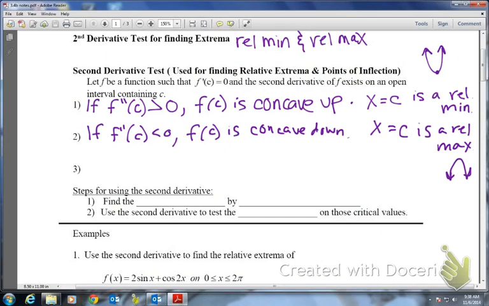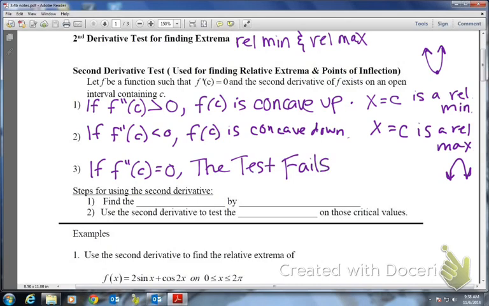All right, so one's positive, one's negative. What's the only other option that it could be? 0, good. So if f double prime of c equals 0, that means that the test fails. So go ahead and underline that or highlight that. So the test fails, exclamation mark. And if that happens, then you have to go back to f prime and use f prime to figure out if it's a maximum or a minimum. So if this happens, use f prime of x, so just the first derivative of x, to test for max and min.